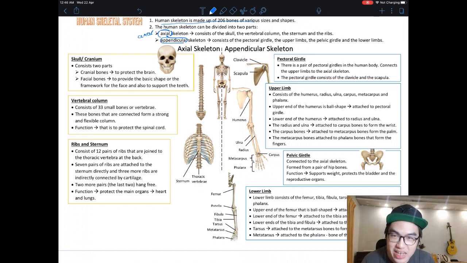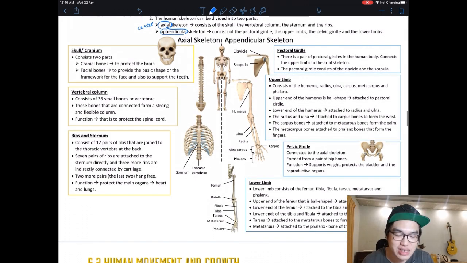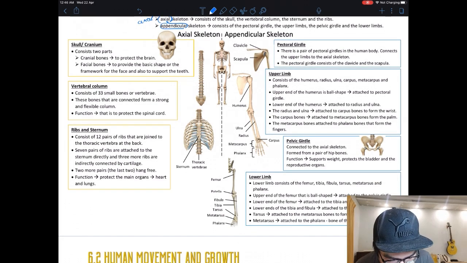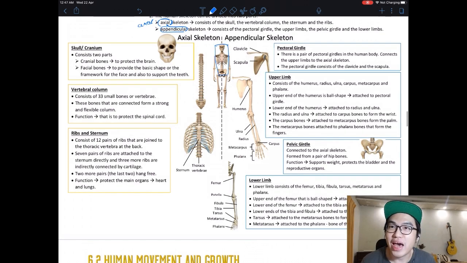So let's look at what is axial. Axial is the middle, which is here. We call it the axial part. And then we have the appendicular, which is the side one, the not so important ones, which is here: your shoulder, your hip and your legs. So it's really mentioned here.